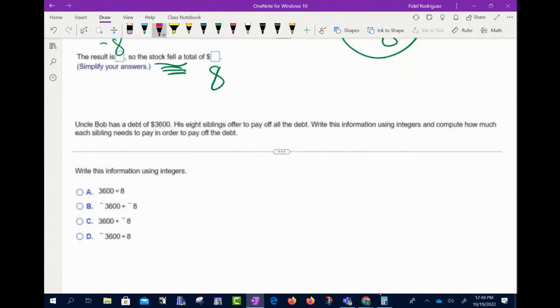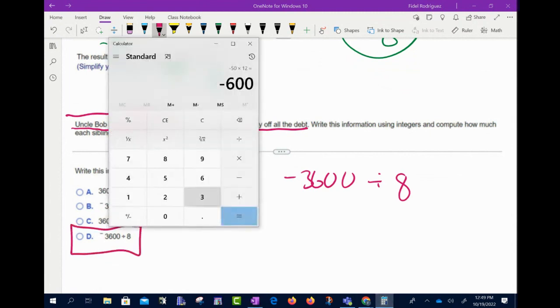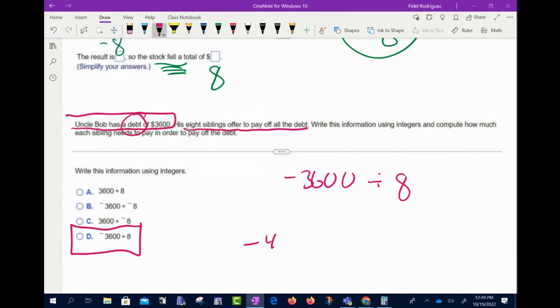Okay. And the next one here, y'all, it says Uncle Bob has a debt of $3,600. Since it's a debt, would you say that's a positive 3,600 or a negative 3,600? Yeah, negative 3,600, right? Okay, it says his 8 siblings offer to pay off all the debt. So his 8 brothers and sisters say, hey, Uncle Bob, we're going to pay this for you. Write this information using integers and compute how much each sibling would pay. So I'm going to take that negative 3,600, y'all, and I'm going to divide it by 8. I'm going to look at my choices here, and it looks like my choice is D, right? And again, if I needed to find the actual value, I'd take negative 3,600 and divide it by 8. So each sibling is going to end up paying $450, right?